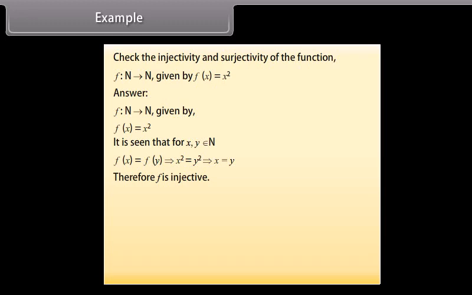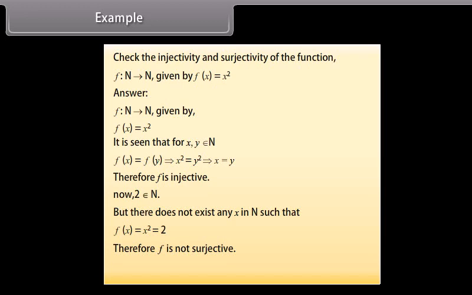Therefore, f is injective. Now 2 belongs to N. But there does not exist any x in N such that f of x is equal to x square is equal to 2. Therefore, f is not surjective. Hence, function f is injective but not surjective.